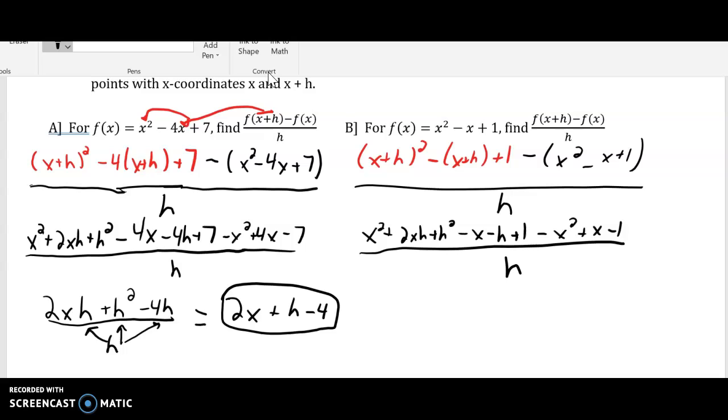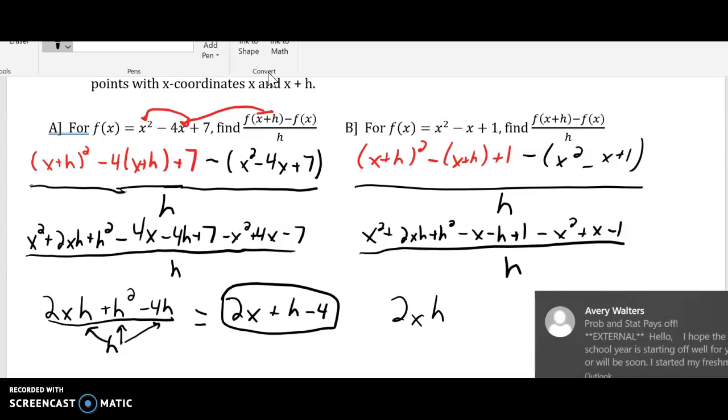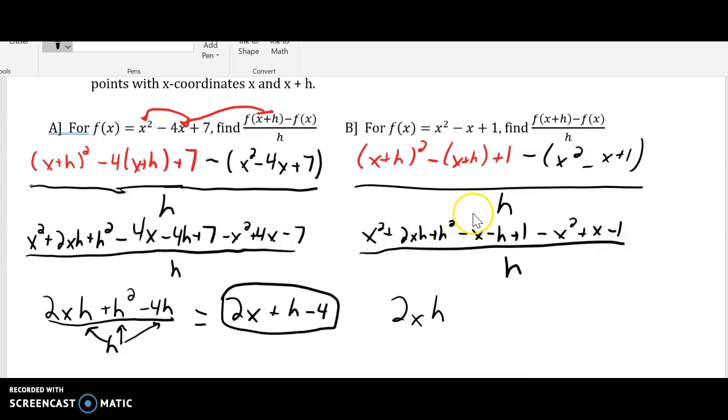So now let's see, we got some stuff that's going to cancel again. So we got this x squared canceling with this x squared. Yep. How about a 2xh? Yeah, nothing canceled with it. And I got a h squared. This x and this x canceled. I have a minus h. And the 1's canceled. So everything over here canceled. And then I still have an h on the bottom.